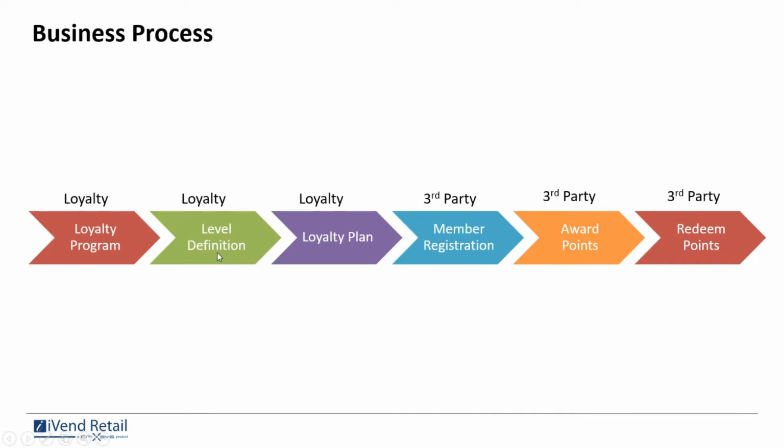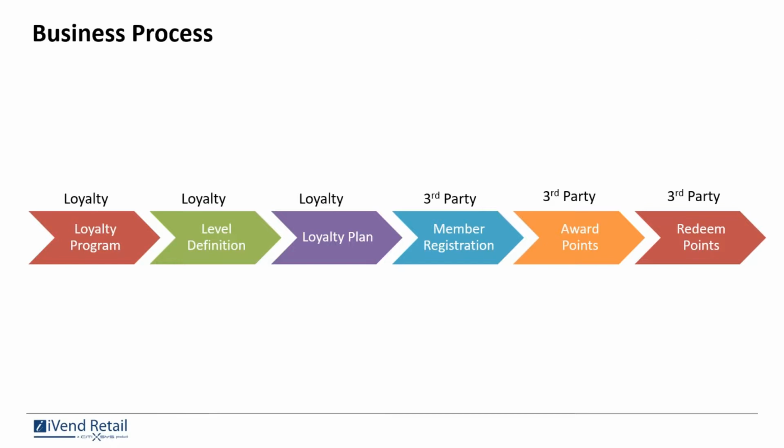And you have a level definition here. You can define different levels like gold, silver, platinum, bronze. And then we set up the loyalty plan. The loyalty plan is the policy of how the customer can be awarded points based on the amount they spend.